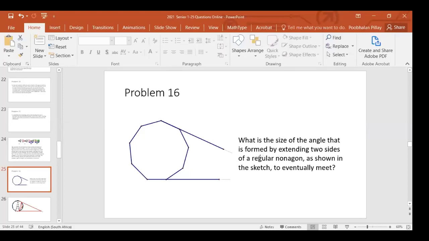And this is regular. It means all the sides are equal. And also all the angles are equal. All the 9 angles, what we call the internal angles. And therefore, even the external angles, right? The supplements of these angles, if you extend these, you get the external angles. They all are also equal.